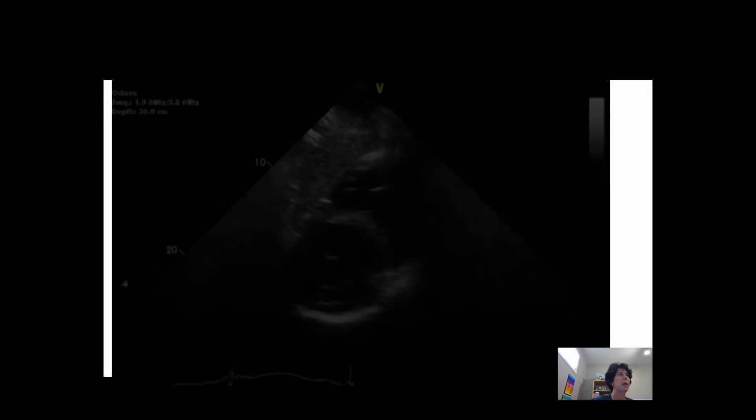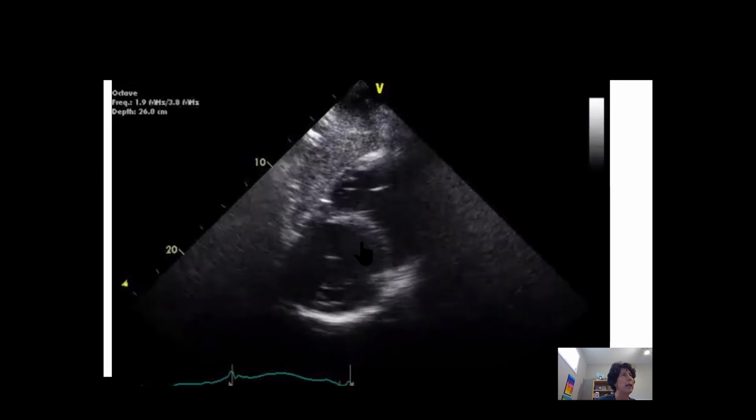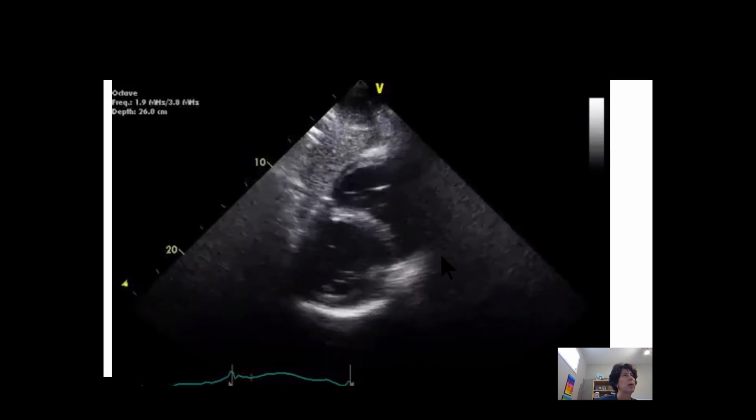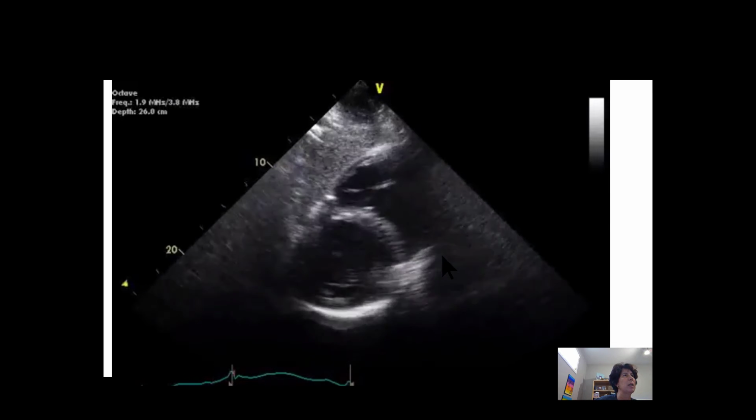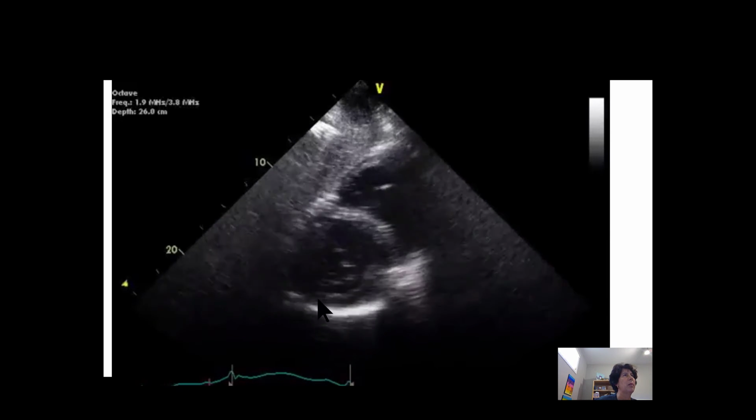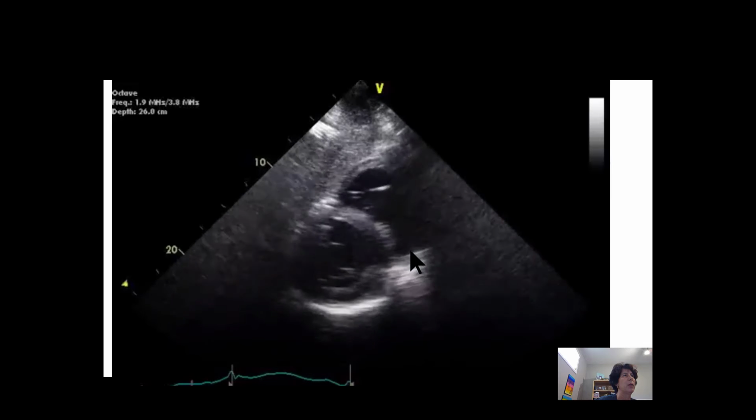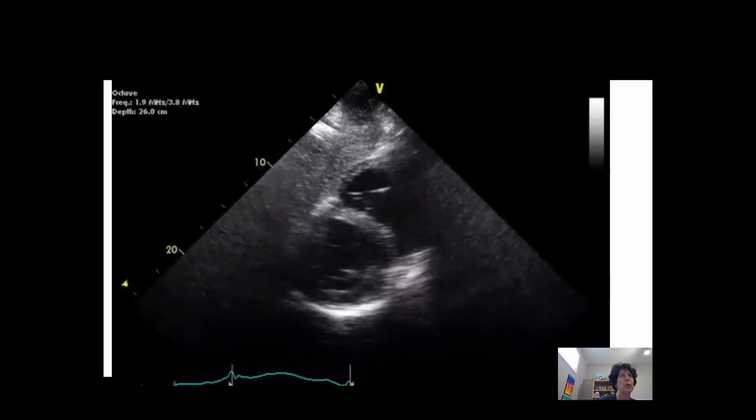Our next image is short axis obtained in the subcostal space. These can be very helpful views to be able to get, which gives us that same impression: hypokinetic LV, hypokinetic RV, and enlarged both chambers.